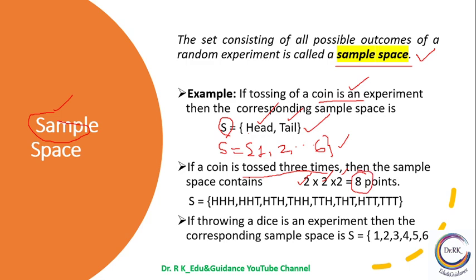So all 8 possible combinations with respect to head and tail, if we list them out, we'll get all heads, 2 heads and a tail, HTH, like this. The set consisting of all these 8 possible outcomes is called the sample space. So that is random experiment and sample space.